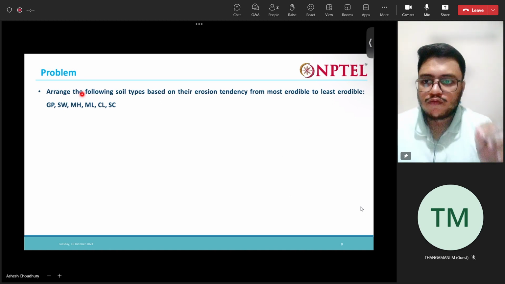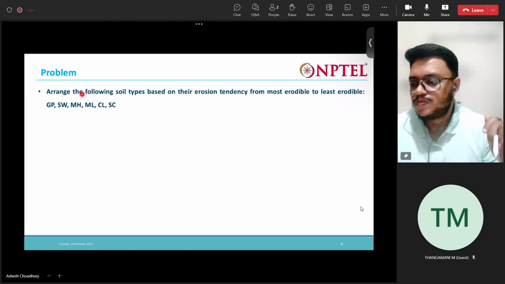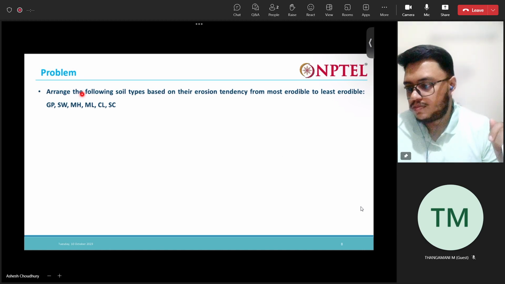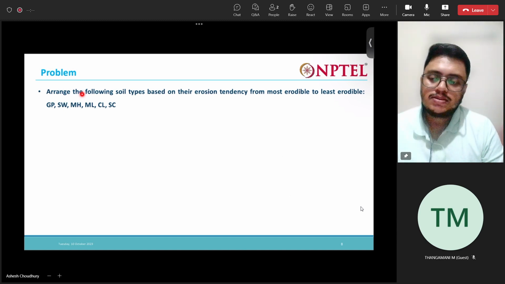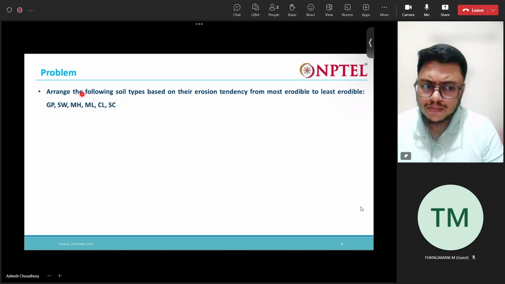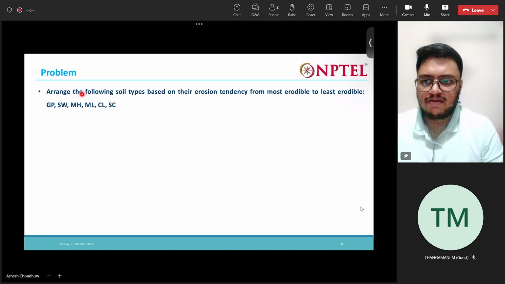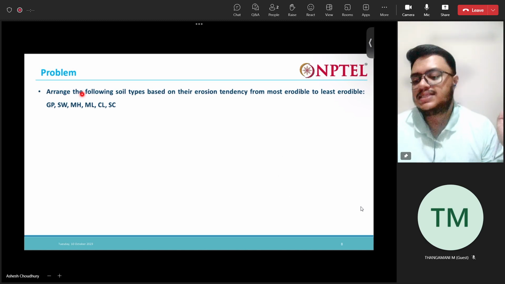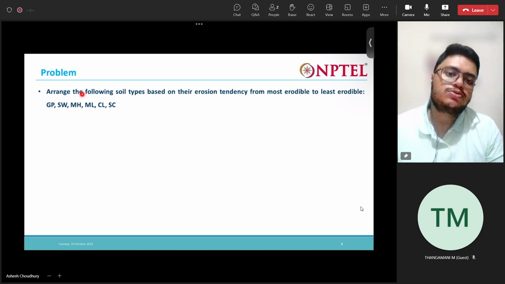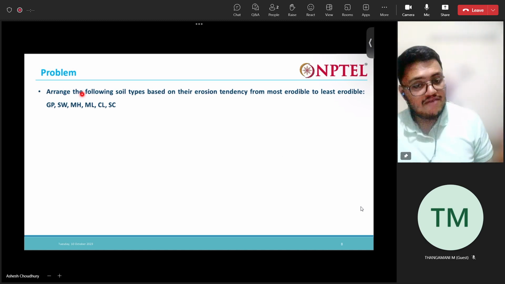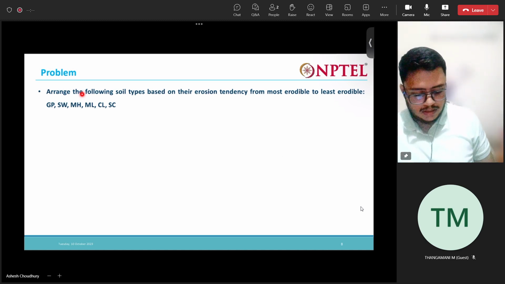So the first one is GP. What does GP mean? GP is poorly graded gravel, right? GP should have the least tendency to erode, because gravels are heavy. Okay, GP should have the least. Then we have SW, MH, ML, CL, SC.